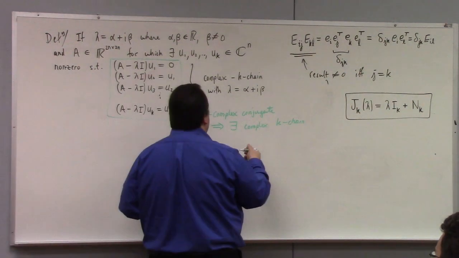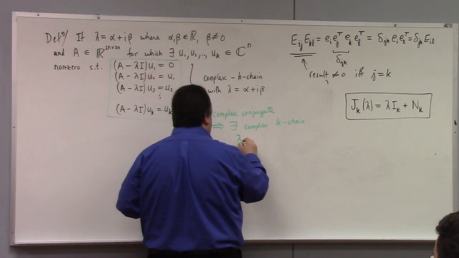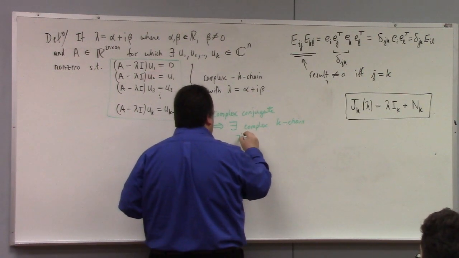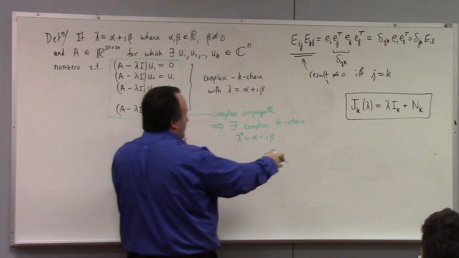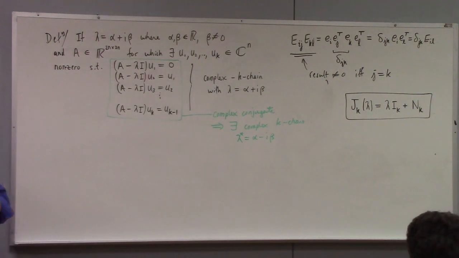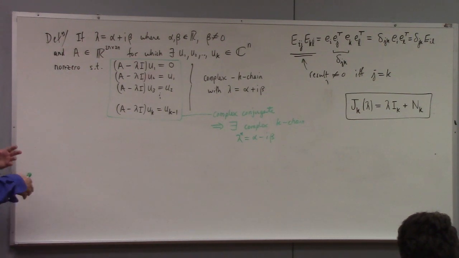So, practically, with lambda conjugate, alpha minus i beta. That's the eigenvalue for the complex k-chain. So if you have a k-chain with eigenvalue, let's say 3 plus 2i, there's a corresponding chain with eigenvalue 3 minus 2i. They always come in conjugate pairs. But the cool thing is, we only need one of them, we can ignore the conjugate chain. We saw this before with the complex eigenvector. The complex eigenvector was this story with k equals 1, all right?